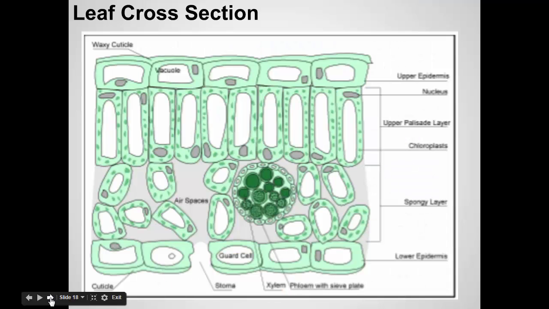When we look at a cross section of a leaf, if we were to take a leaf, cut it, and then look inside of it, we see that it's made of several layers, several different parts, and they have different functions. We'll look at this tomorrow.